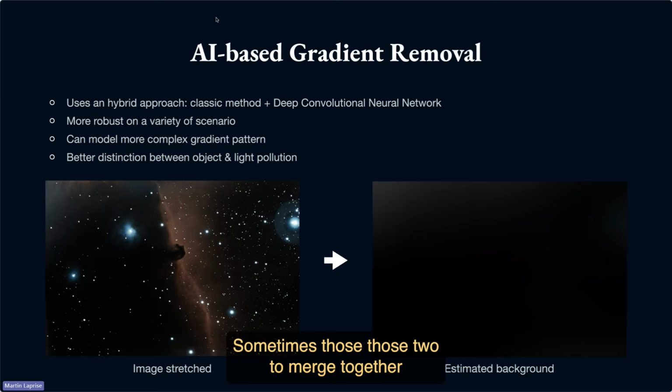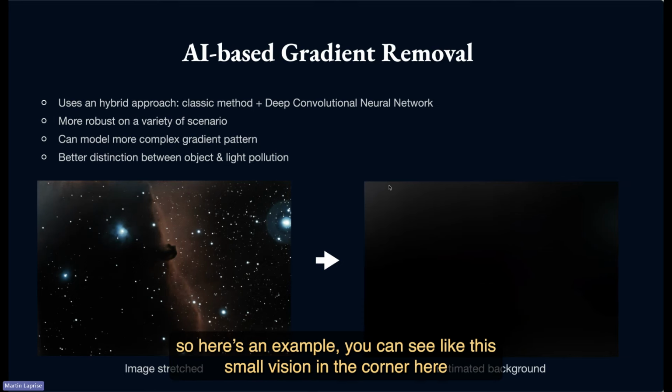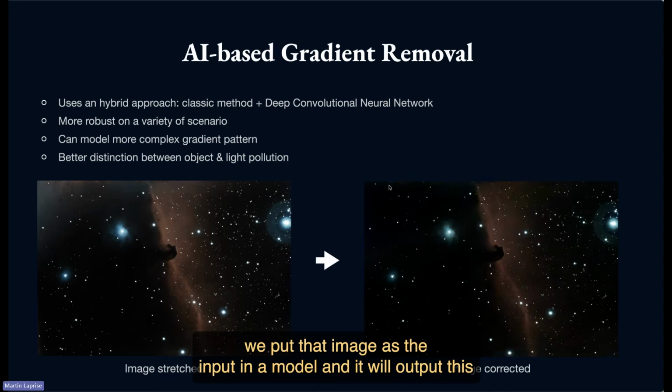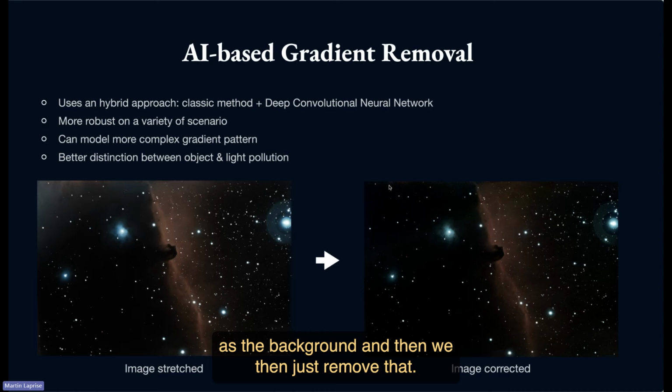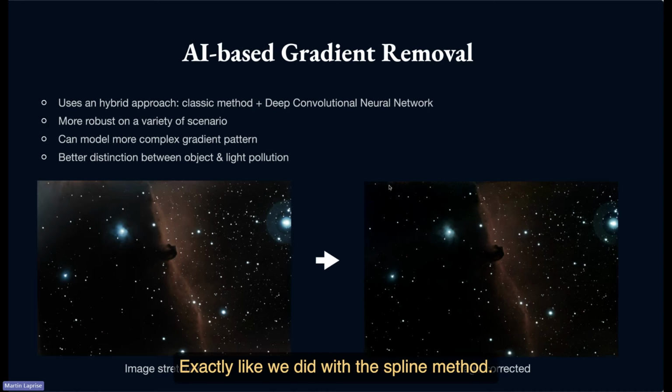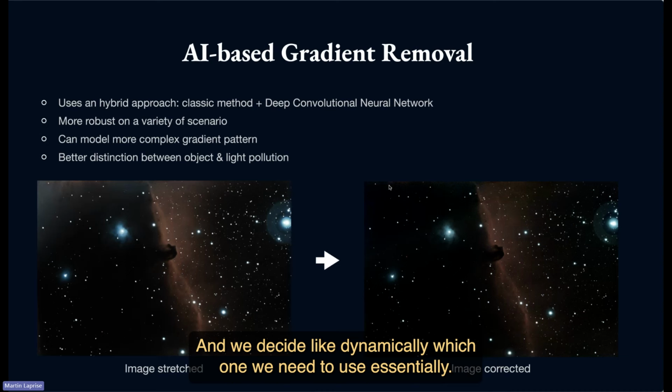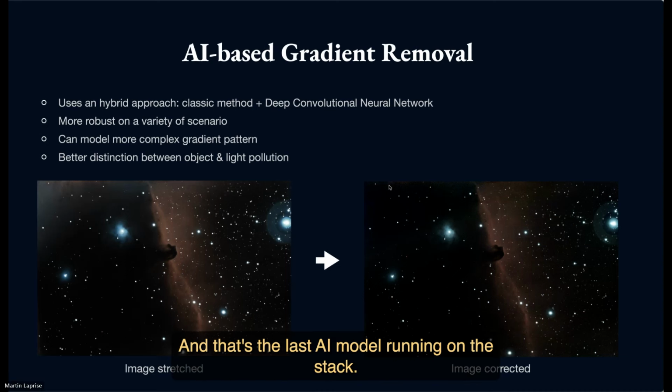Sometimes those two merge together. So here, for example, you can see this small gradient in the corner. We put that image as the input on the model and it will output this estimated background. Then we can just remove that exactly like we did with the spline method. So those two methods work together essentially, and we decide dynamically which one we need to use. And that's the last AI model running on the stack.